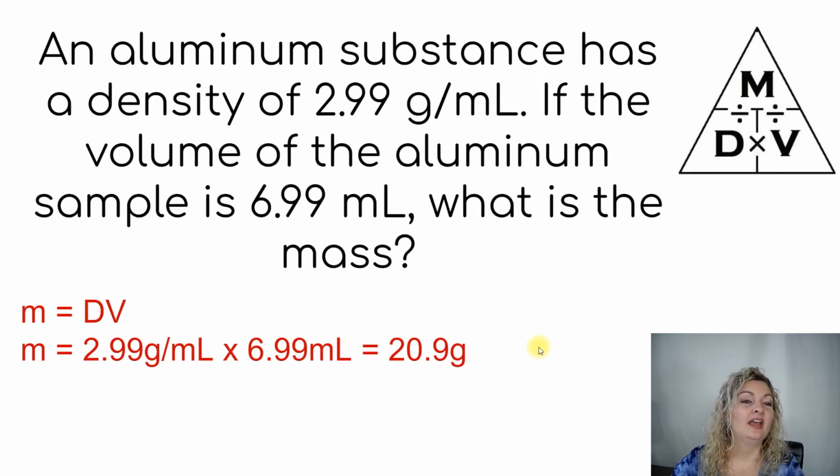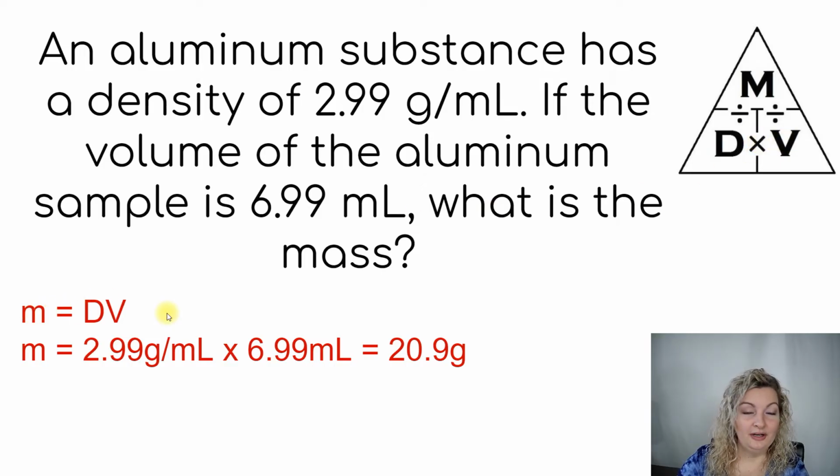Let's try another one. An aluminum substance has a density of 2.99 grams per milliliter. If the volume of the aluminum sample is 6.99 milliliters, what is the mass? We're looking for the mass. So if we use our triangle method, we cover up our M, and we can see that what's left is density times volume. So we are going to be multiplying those.